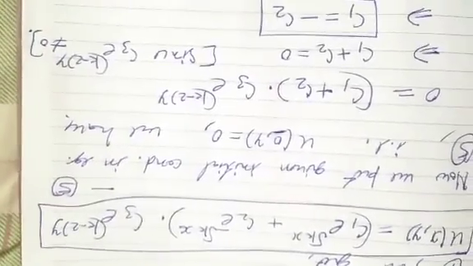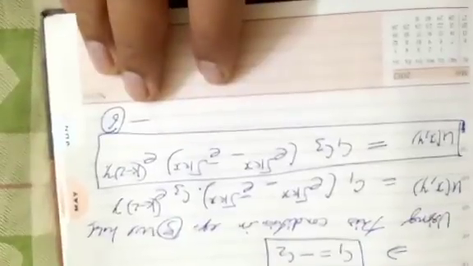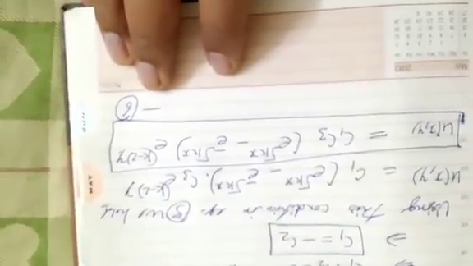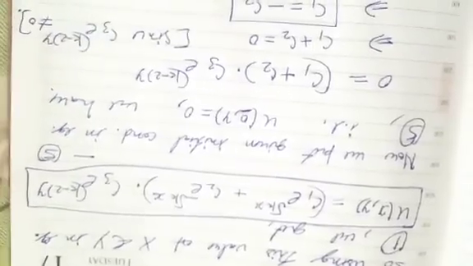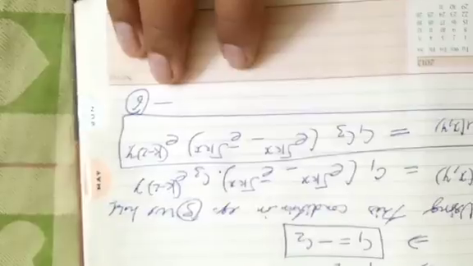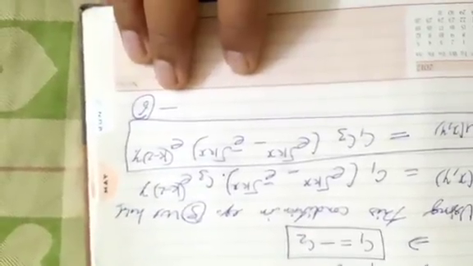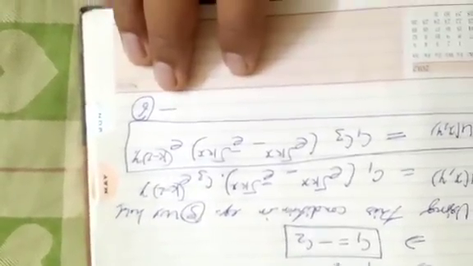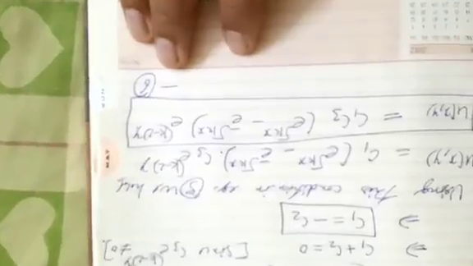From 5 and 6, equation 5 is this, equation 6 is this. Think about these two. In equation 5 there are 3 unknown constants, but now in equation 6 we already get a relation between c1 and c2, so there are 2 unknown constants, c1 and c3.